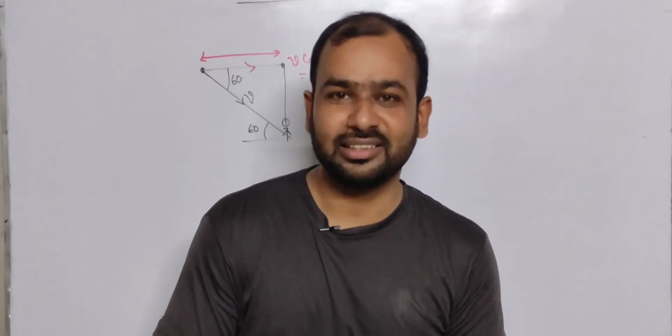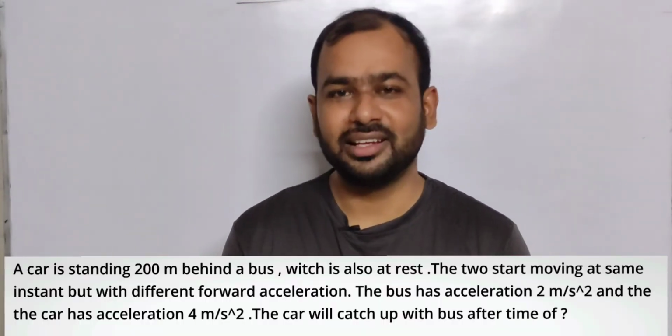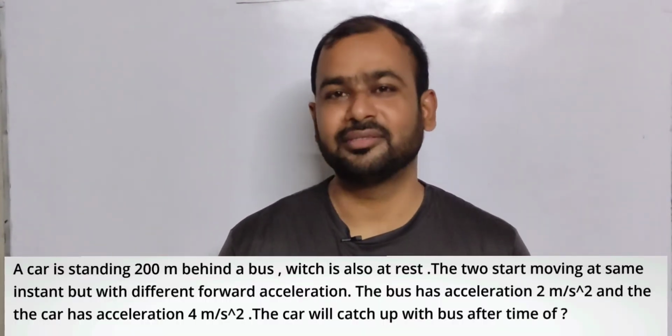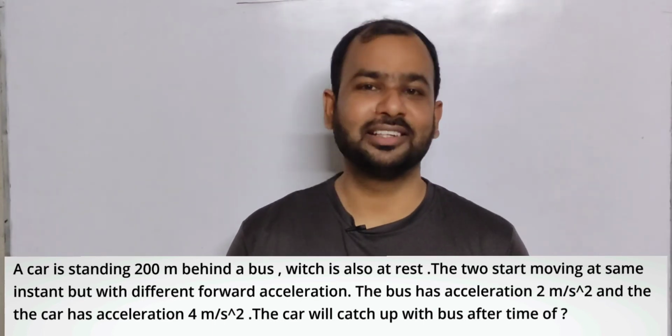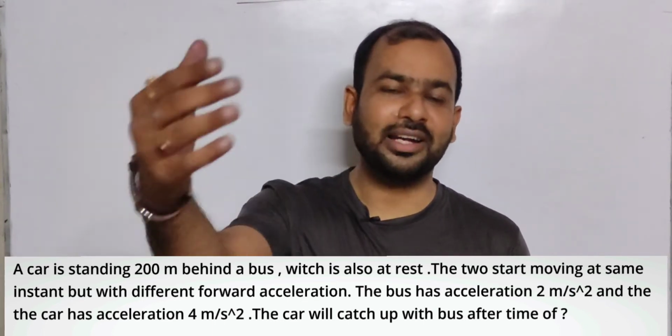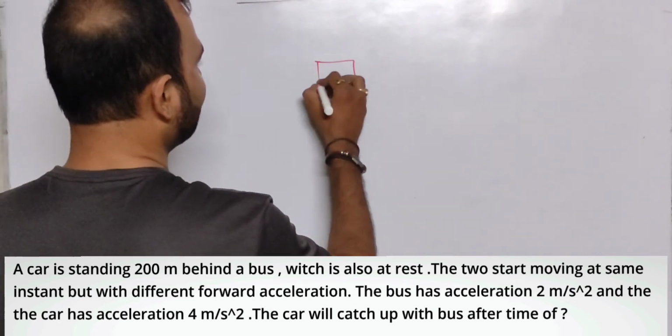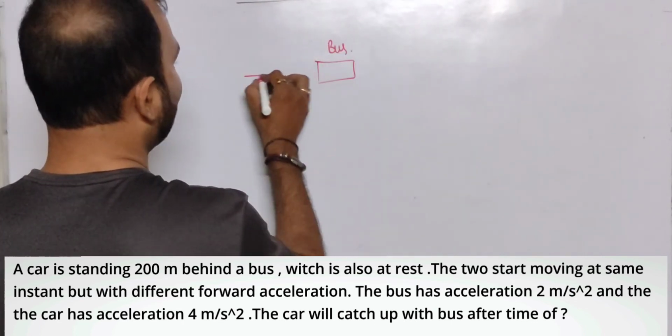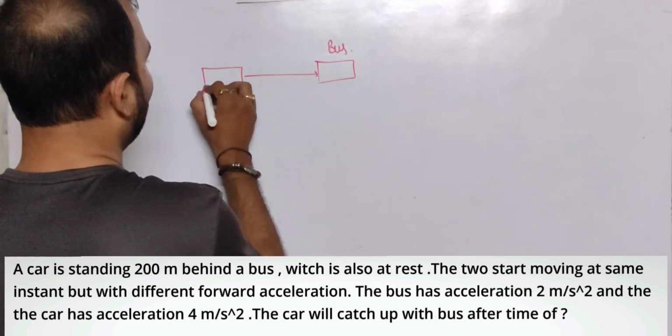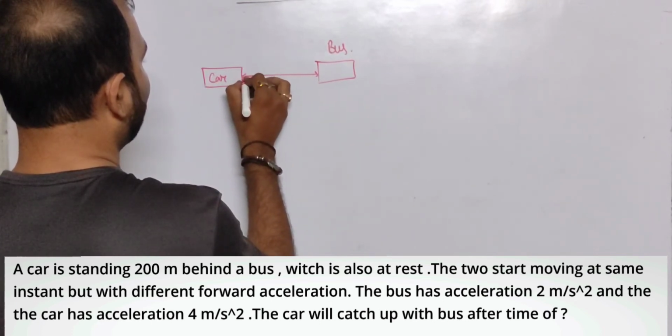Moving on to the next question. Next question on your screen. Read it properly and you will find that a bus is 200 meters ahead of a car. This is a bus. It is 200 meters ahead of the car.